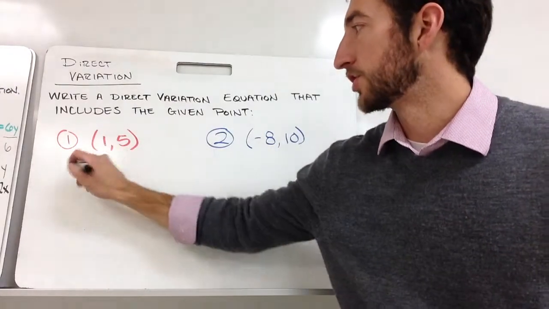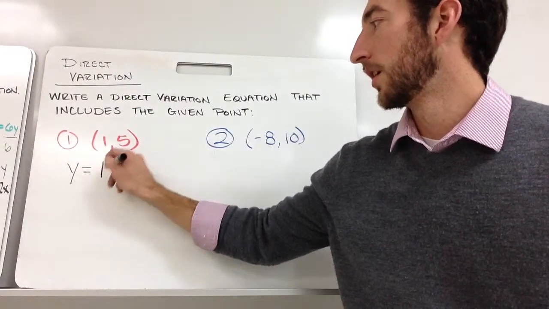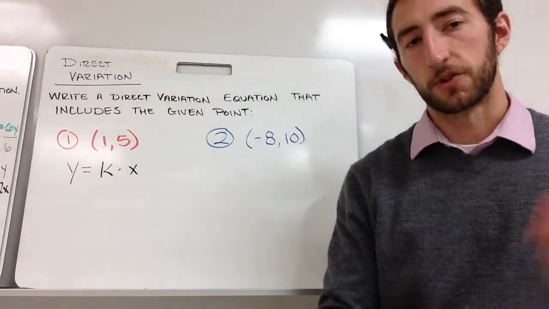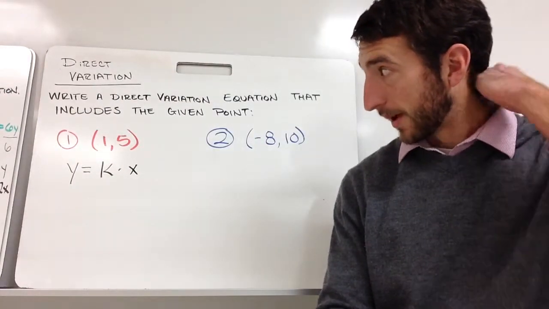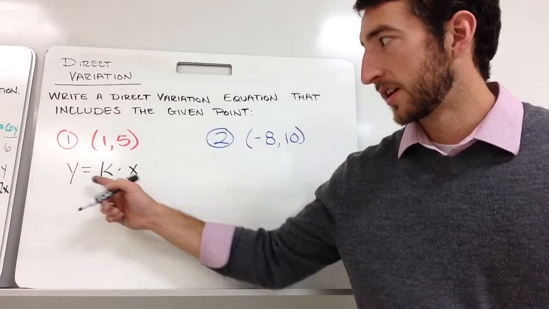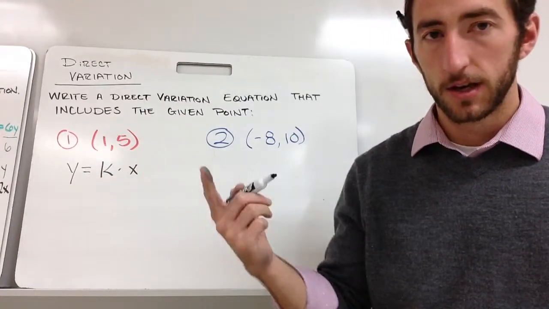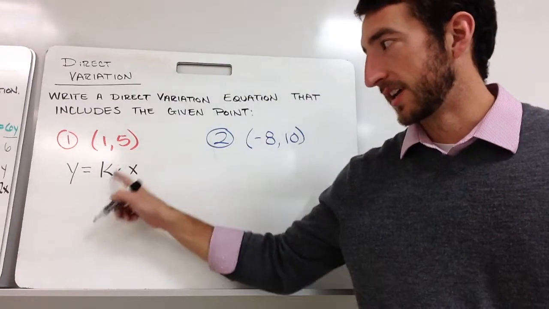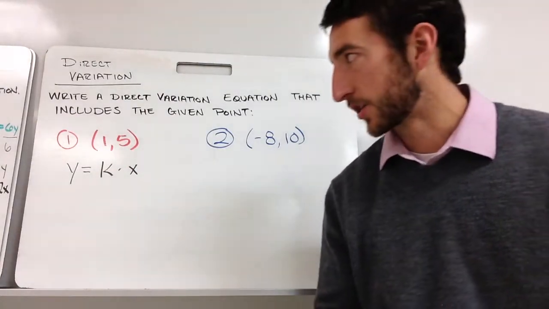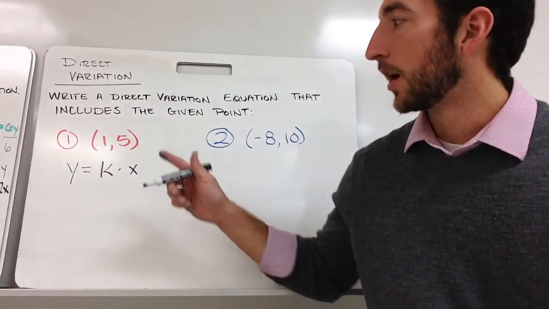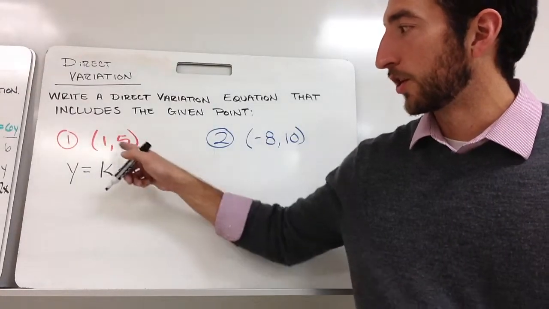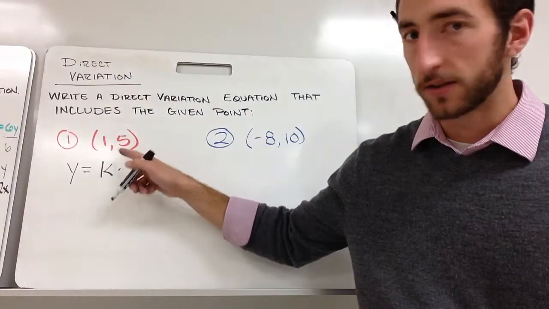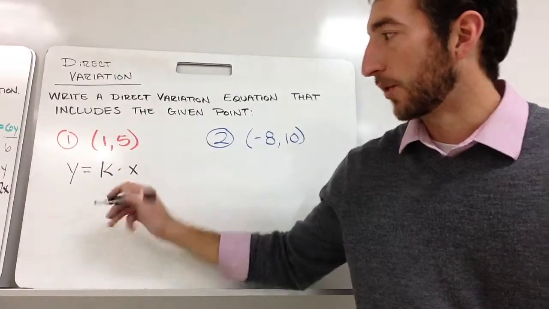So remember my equation. Cannot forget this equation for direct variation. So what I need to do pretty much is my y and my x, I need those in my equation just like I had earlier, but I need to figure out what k is. So I can't finish my direct variation equation without knowing what k is, but I have a point. So I know what my x is and what my y is, and so I can sub those in, figure out what k is equal to.